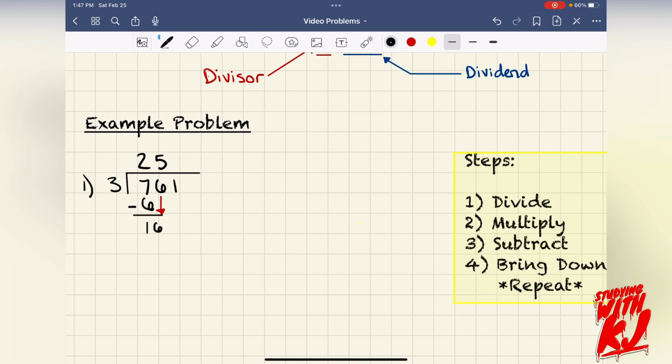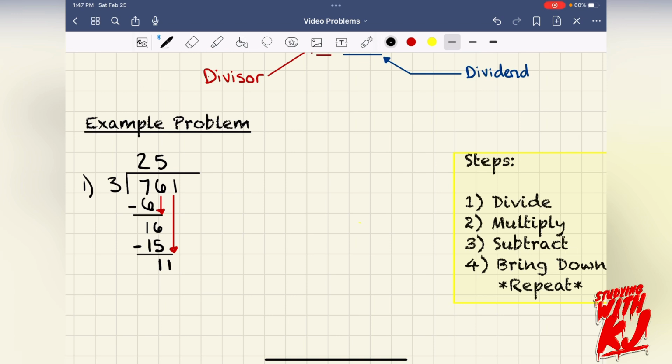Now we're going to step 2, 3 times 5, which is 15. So 3 times 5, 15. Bring that 15 below. Now we're going to step 3 again. 16 minus 15 is 1. And then our step 4 is to bring down the number next to 6, which is 1. So when we bring that 1 down next to the one that's already there, that gives us 11.